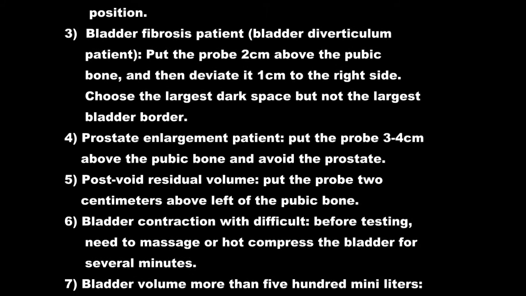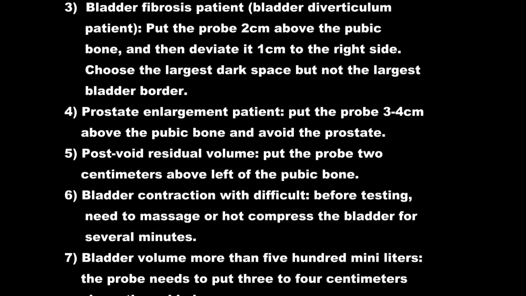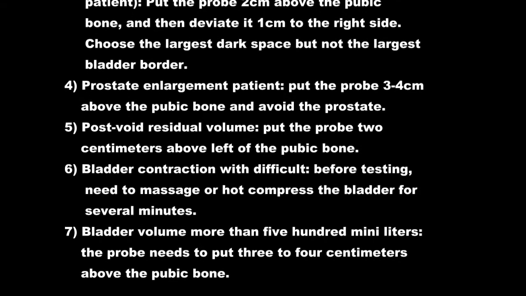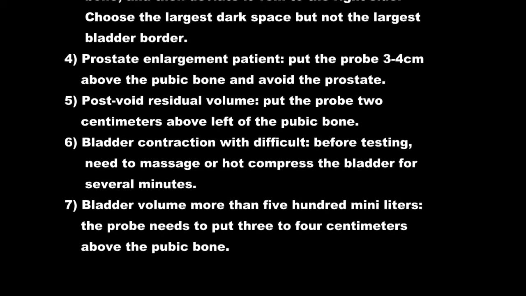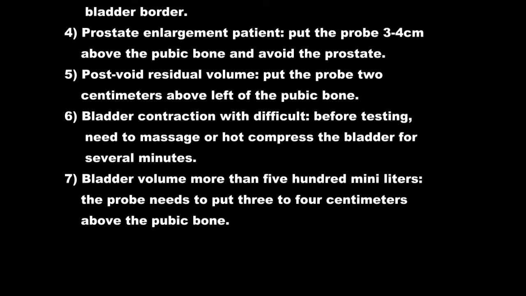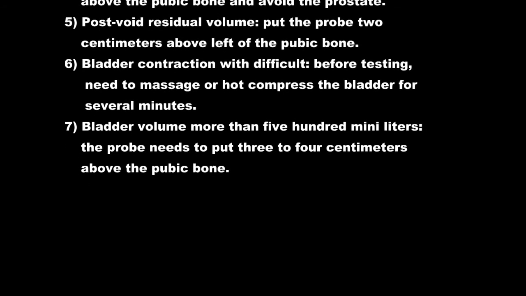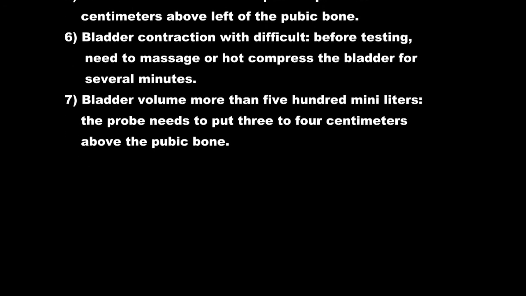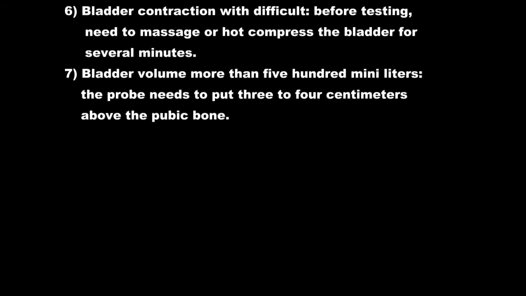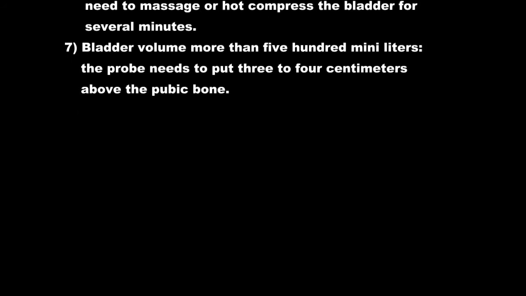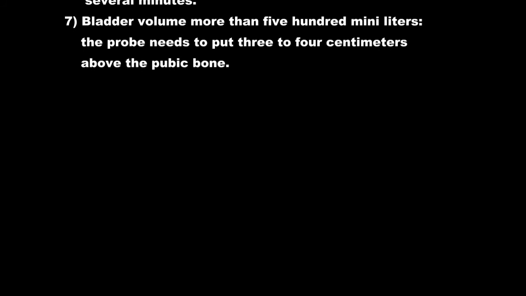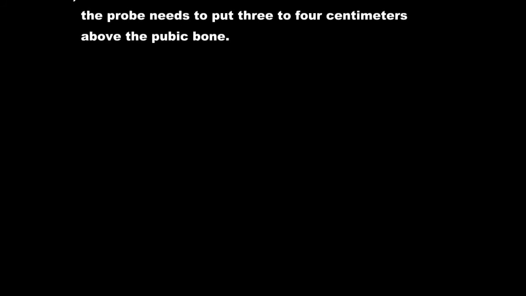Prostate enlargement patient: put the probe 3 to 4 cm above the pubic bone and avoid the prostate. Post-void residual volume: put the probe 2 cm above left of the pubic bone. Bladder contraction with difficulty: before testing, massage or hot compress the bladder for several minutes. Bladder volume more than 500 milliliters: the probe needs to be put 3 to 4 centimeters above the pubic bone.